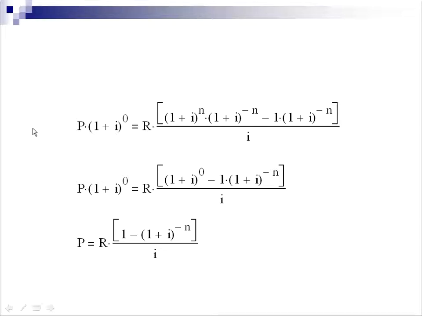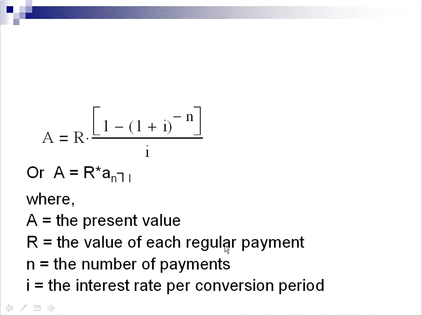So right here, we have P times 1. This is all equivalent to 1. So P times 1 is equal to P. Okay, and this right here is equivalent to 1. Okay, and then just simplify this a little bit and you have this. Okay, and there you have it. Here is the formula for the present value of an annuity.